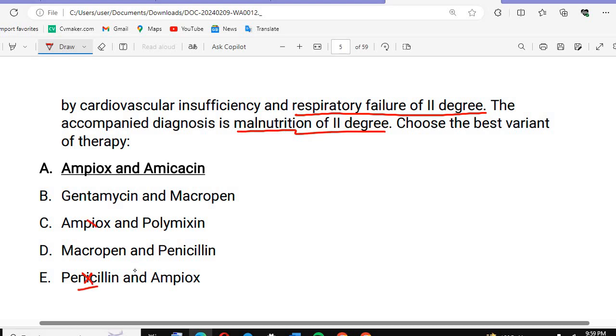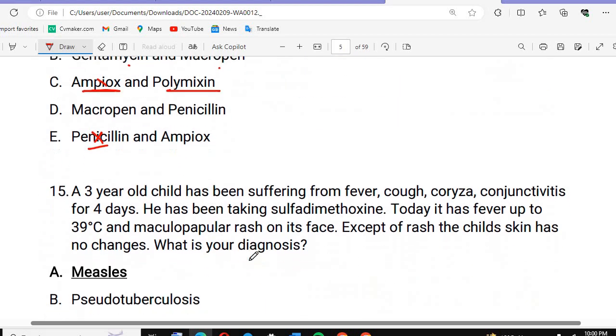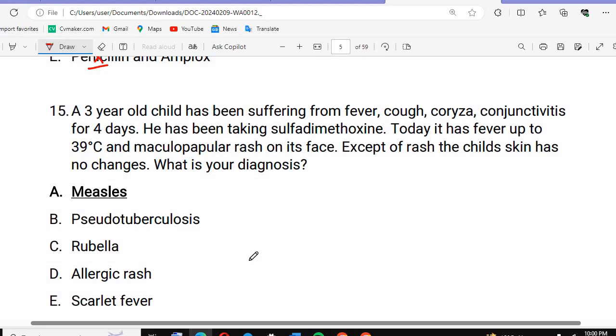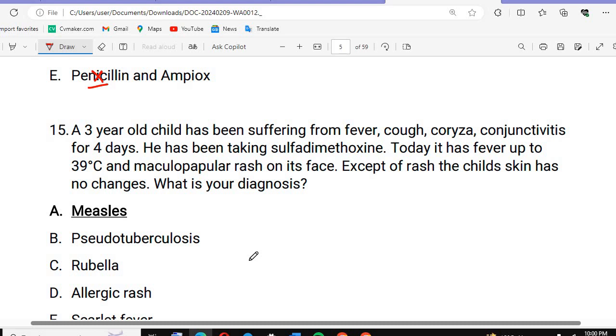Ampiox and polymyxin, gentamicin and meropenem. So read the question options carefully. What do we need to give? Oxacillin, that is Ampiox, and what other things can we give? Amikacin, that is an aminoglycoside, or other than that we can give gentamicin. I hope this is clear. Yesterday we discussed this.